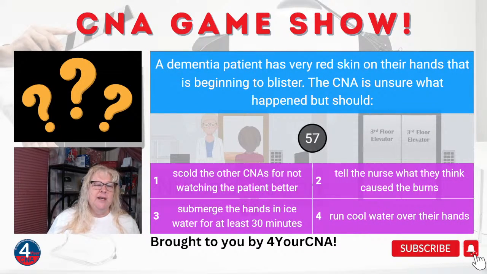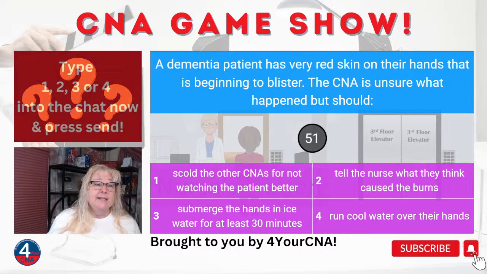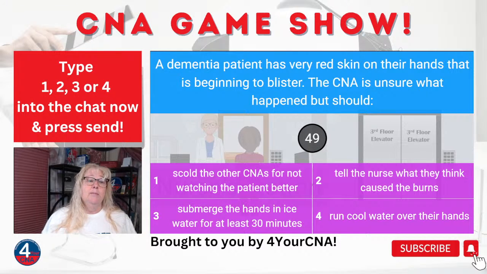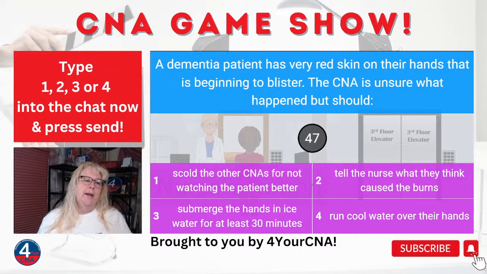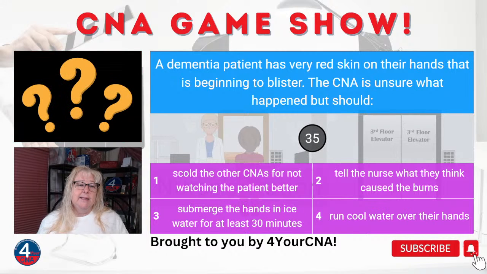A dementia patient has very red skin on their hands that is beginning to blister. The CNA is unsure what happened, but should, 1, scold the other CNAs for not watching the patient better. 2, tell the nurse what they think caused the burns. 3, submerge the hands in ice water for at least 30 minutes. Or 4, run cool water over their hands.